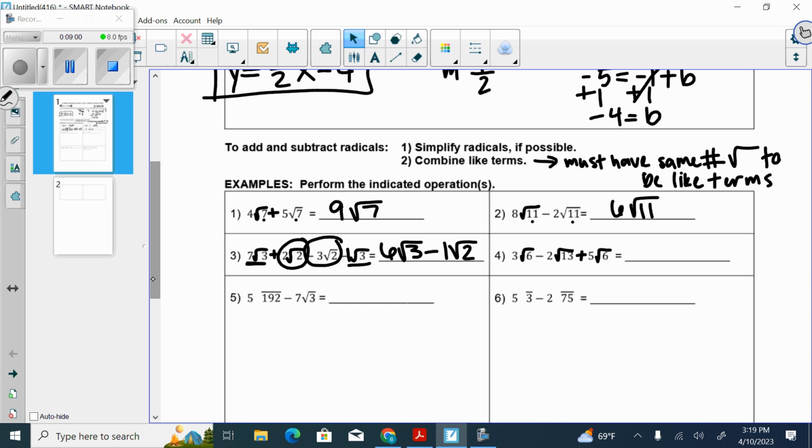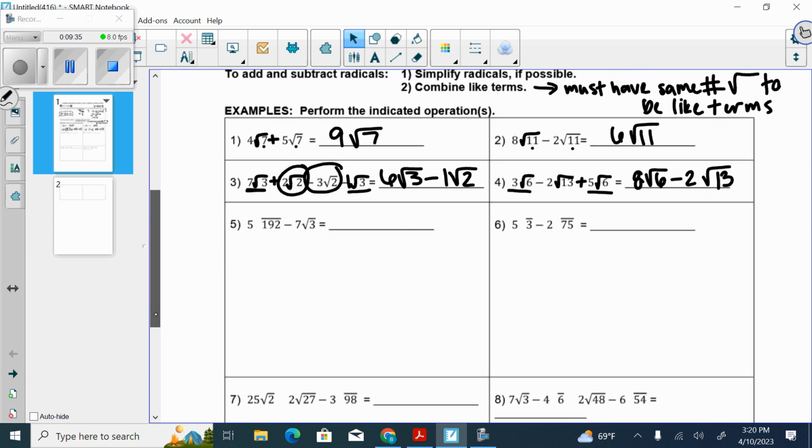Do we have any like terms that we can combine here? Which ones? 3, 6, and 5. Right, 3 square root of 6 and 5 square root of 6. So what do we get when we put those two together? 8. So I'd have 8 square root of 6. Can I put the negative 2 square root of 13 with it? No. So I just have to tag it on the end. All right. Okay, so those weren't too bad. We just were putting things together that match.